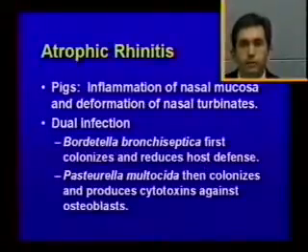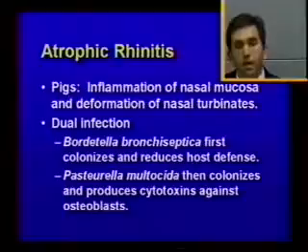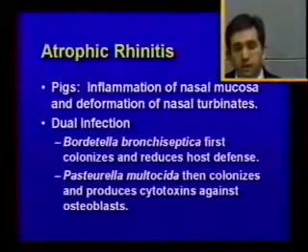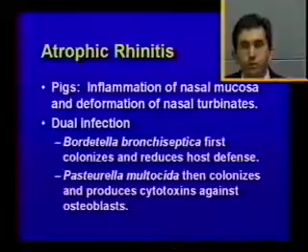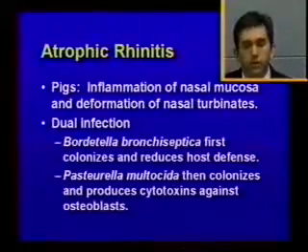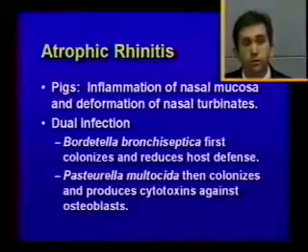Atrophic rhinitis is a disease that has been around for some time, and it causes severe deformation of the nasal turbinates of pigs. But what the new information, or at least the relatively new information, is that this disease is caused by two bacterial agents.